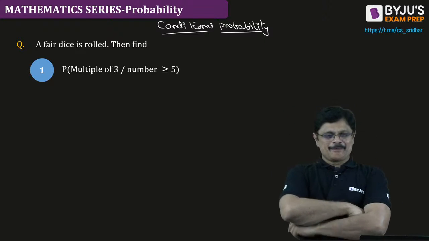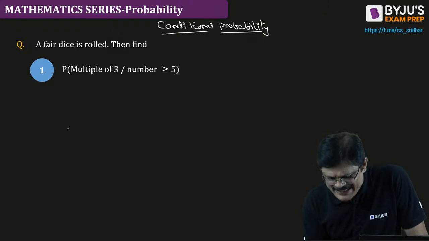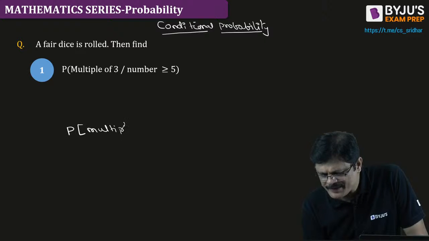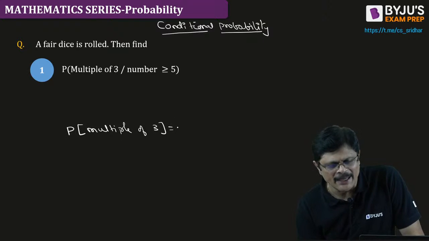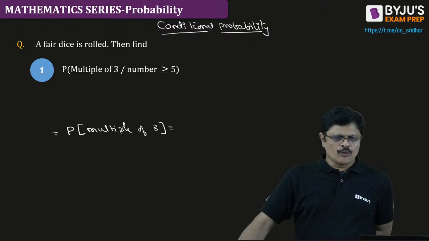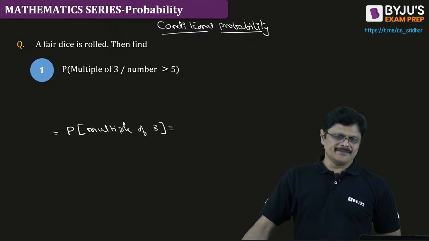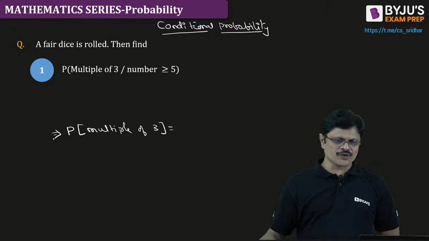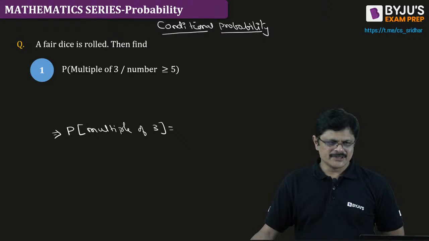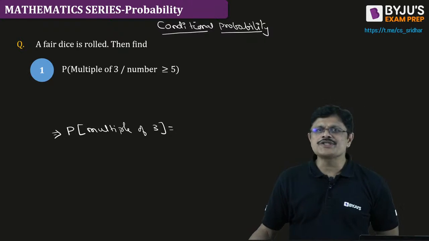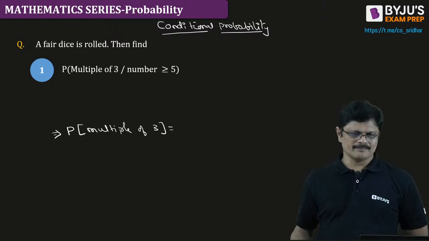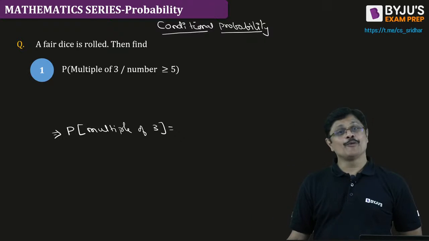Look here, sir. You need to understand this. For example, a fair dice is rolled. What is the probability of a multiple of 3? I am just asking this question, not the question which I asked before. I just changed the question. What is the probability that we get a multiple of 3? Please answer this question. 1 by 3. Very good.